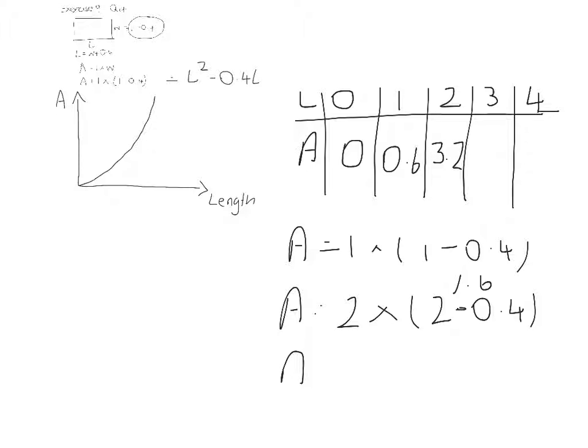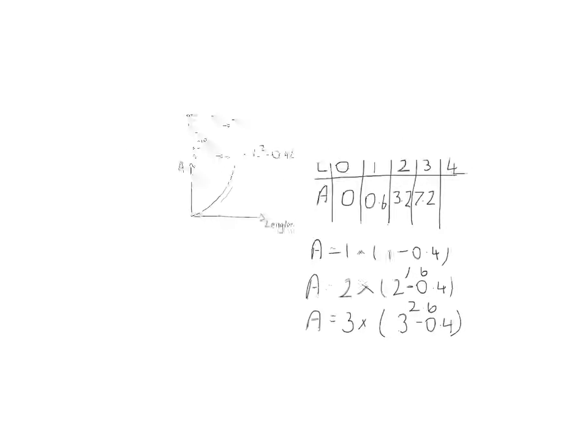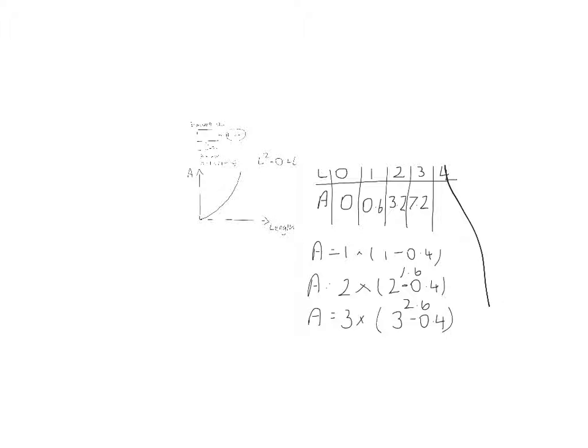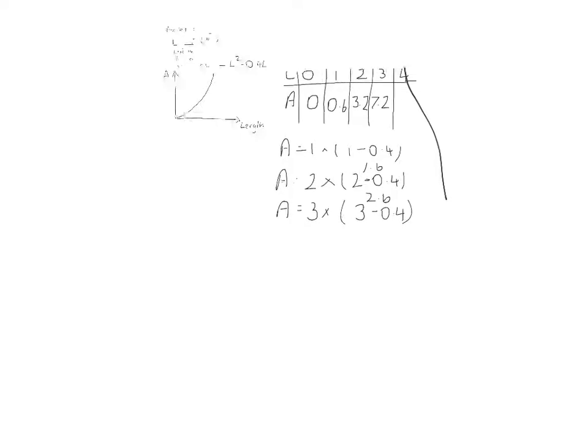And then we have 3 times 3 minus 0.4. And 3 minus 0.4 is going to be 2.6. And 3 lots of 2.6 is 7.2, etc. And you can finish that table off. But you definitely need a table in order to draw the graph.